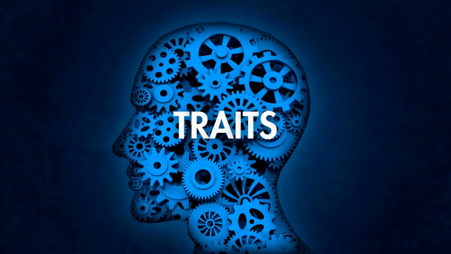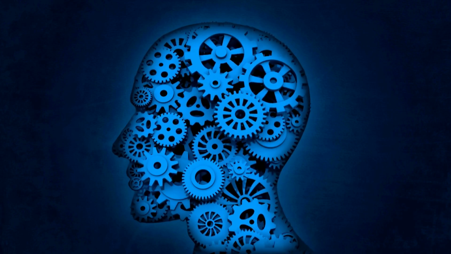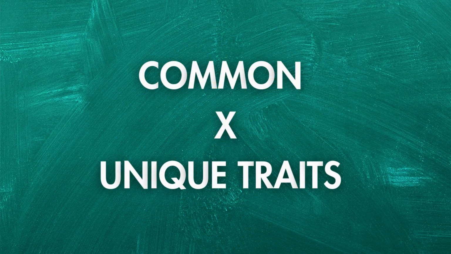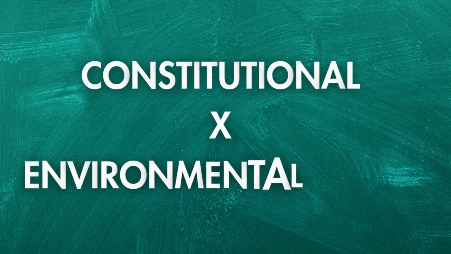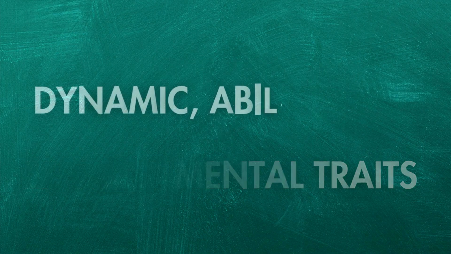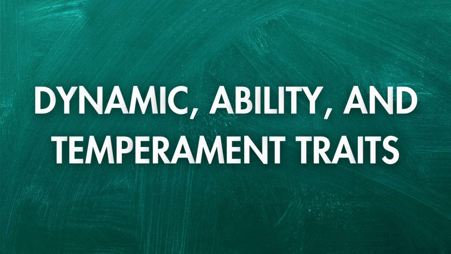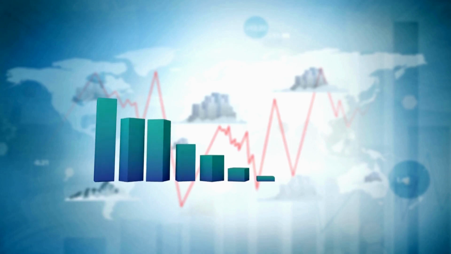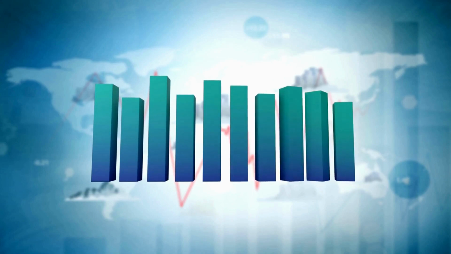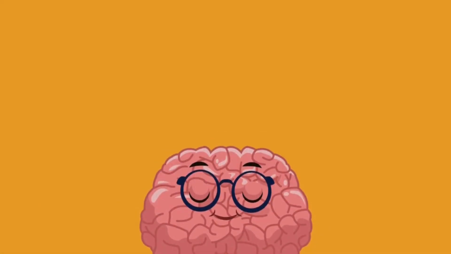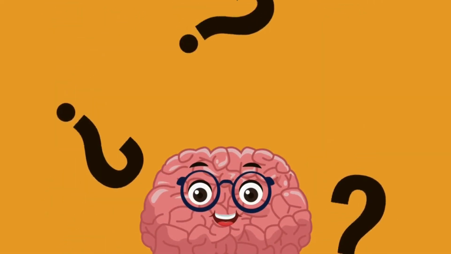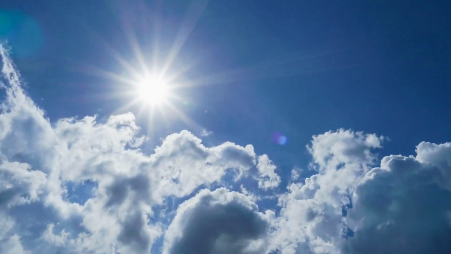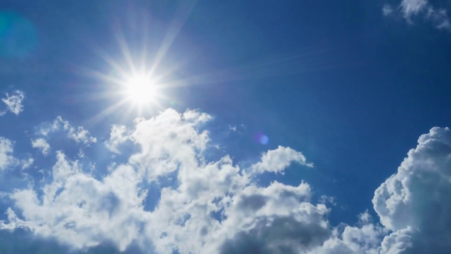Elaborating on traits, the theory classifies them in distinct ways: common versus unique traits, surface versus deep traits, constitutional versus environmental traits, dynamic, ability, and temperament traits. The allure of the trait theory lies in its precision. But while this clarity is commendable, it also begs the question: does it oversimplify the complex tapestry of human personality? But then again, there's a certain charm in clarity when navigating the maze of human behavior.